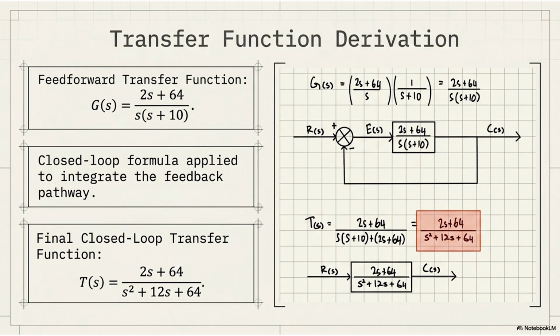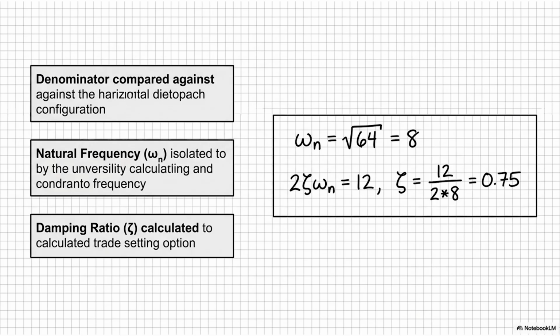With the transfer function formulated, we can compare its denominator to the standard second-order characteristic equation. By isolating the terms, we find the natural frequency by taking the square root of 64, which gives us 8 radians per second. Next, we calculate the damping ratio, where 2 zeta omega n equals 12. Substituting our natural frequency of 8, we calculate our damping ratio to be 0.75.